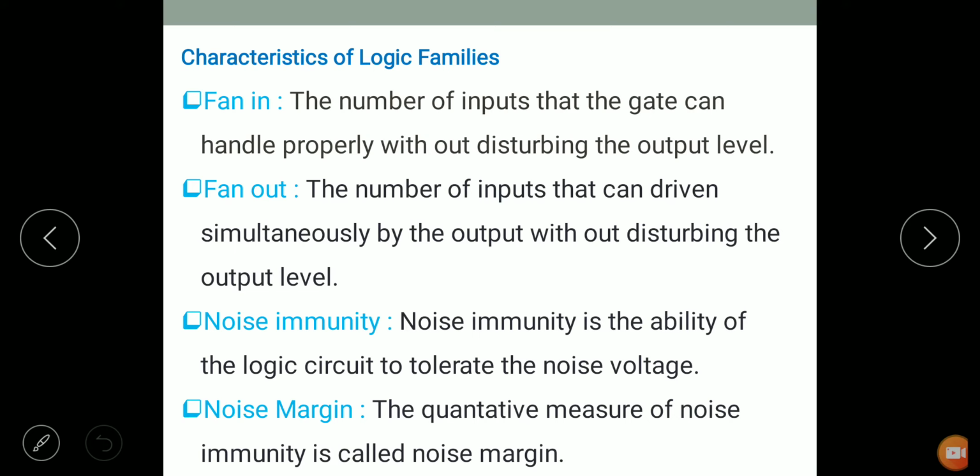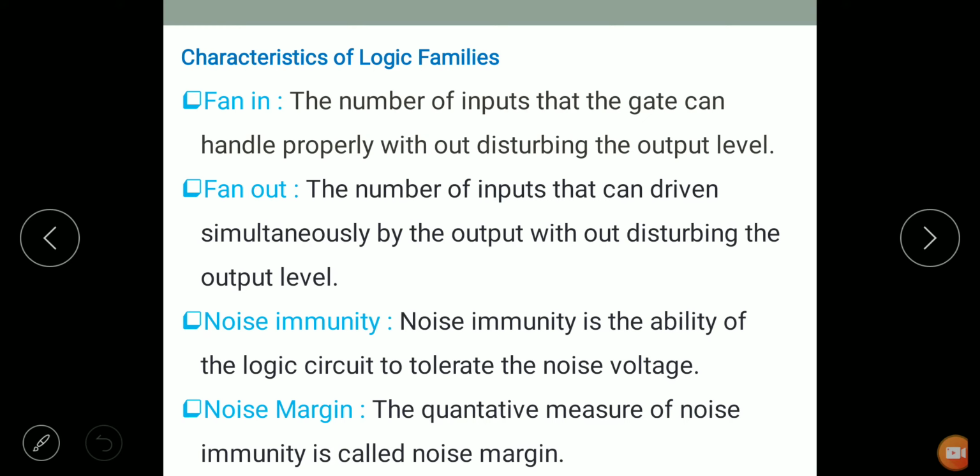Fan out is the number of inputs that can be driven simultaneously by the output without disturbing the output level. Fan out is defined as the maximum number of inputs of the same IC family that a gate can drive without falling outside the specified output voltage limit. Means the fan in is nothing but the number of inputs, and the fan out is the maximum number of inputs that can be driven by that IC or circuit without disturbing the specified output limit.